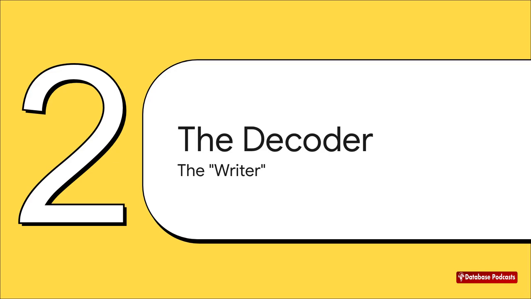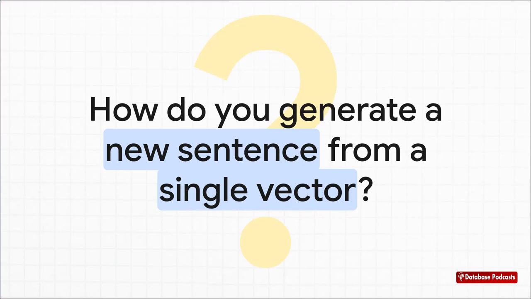So now what? We've got this thought vector. Let's move on to the second part of the team, the decoder, and see how it takes this thought and actually starts writing with it. So how does that even work? How can you take this one dense chunk of numbers and unfold it into a completely new, human-readable sentence? The decoder's job is basically to act like a writer who's been given a single core idea and now has to flesh it out into a full sentence.